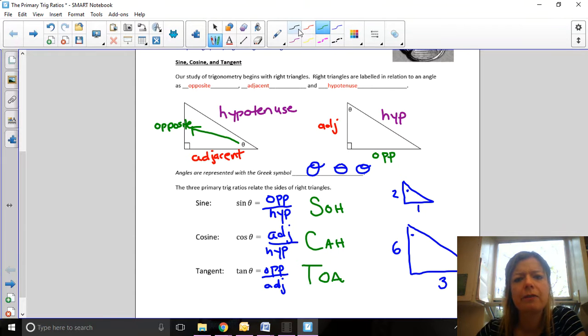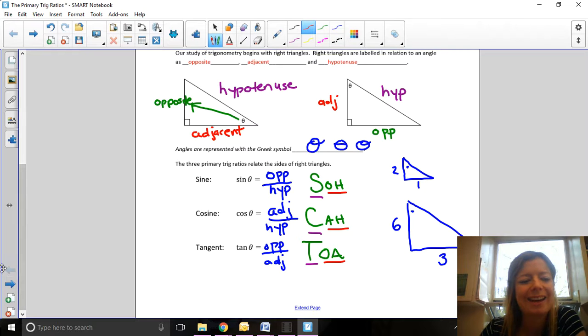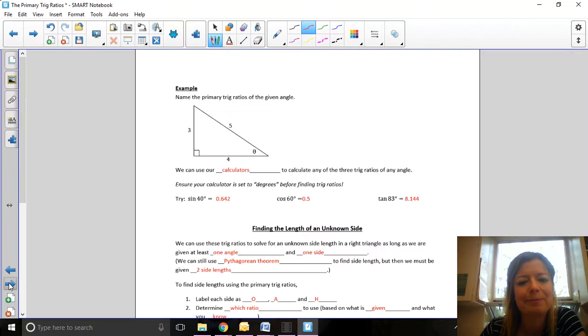So the first letter in each of these stands for sine, cos, and tan, and then the second two letters are the ratio that corresponds to each of those. SOHCAHTOA. So really, you probably just want to write this at the top of your quiz, the top of your exam, until you have it memorized, but it won't be too long because you'll be using it so much in your homework that you'll remember it shortly.